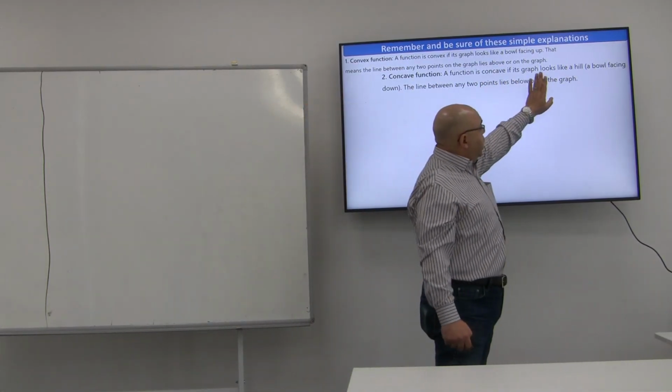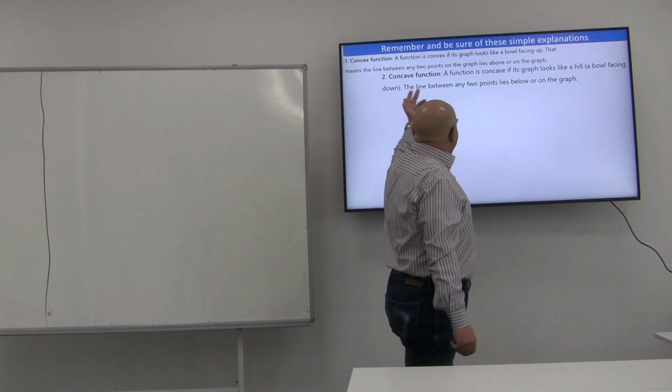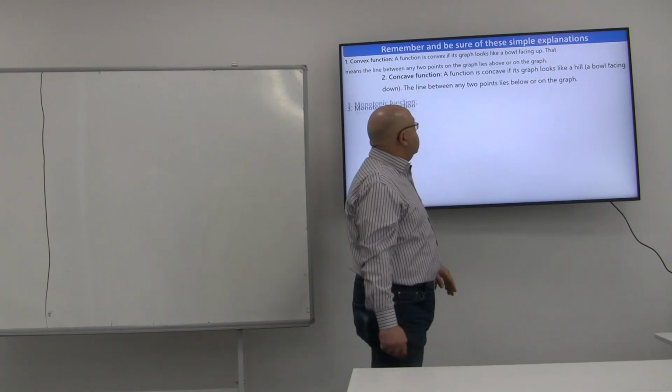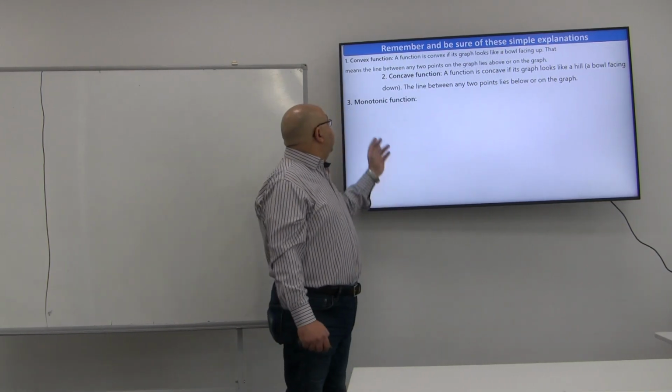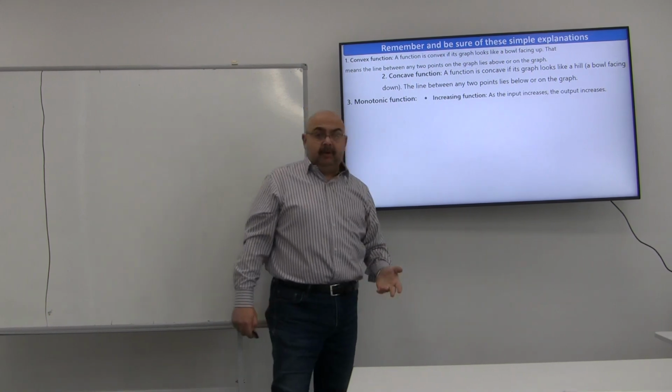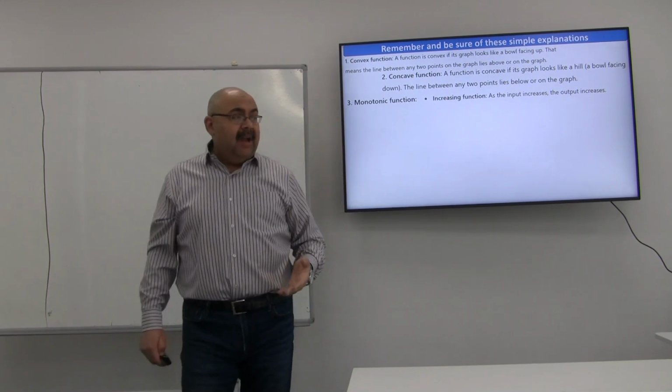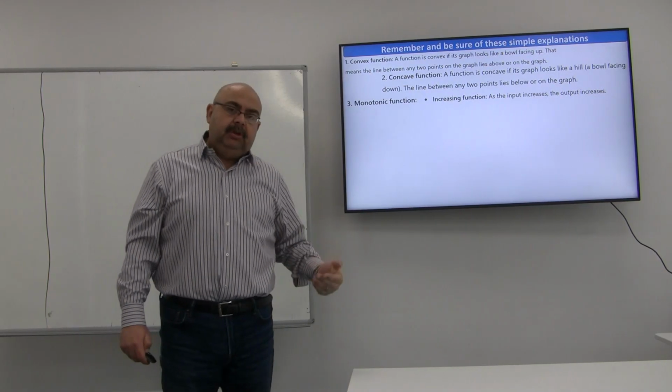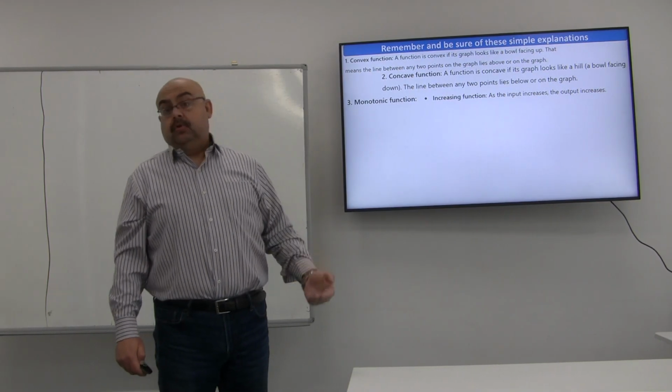The graph looks like a hill or a bowl facing down, and the line between any 2 points lies below or beneath the graph. A monotonic function is either increasing or decreasing. What we mean by an increasing function is that as x increases, or as the input increases, the output also increases.